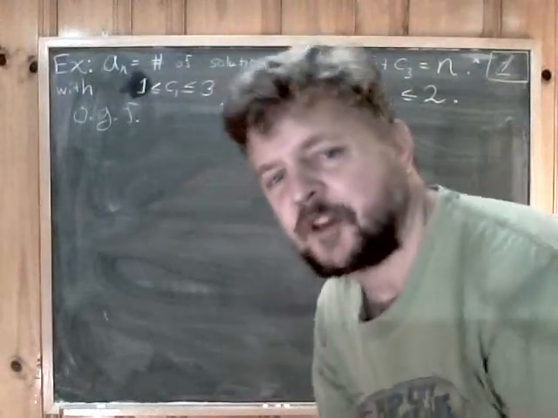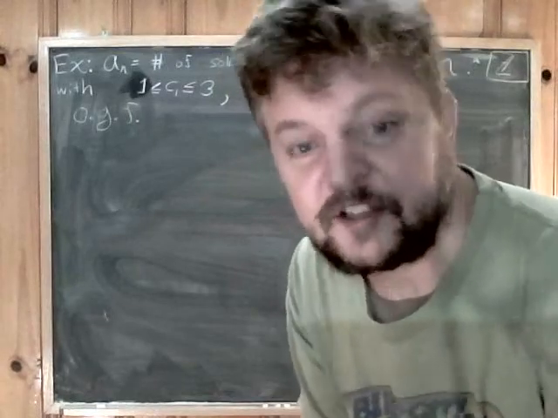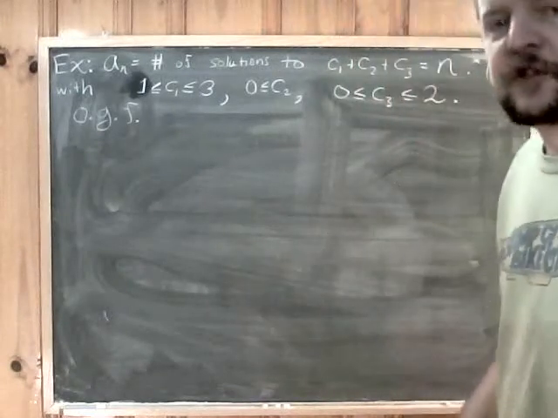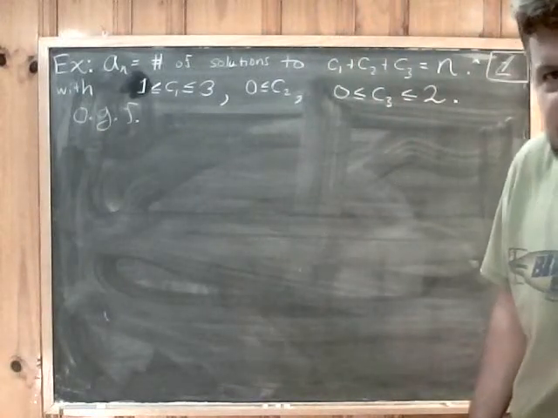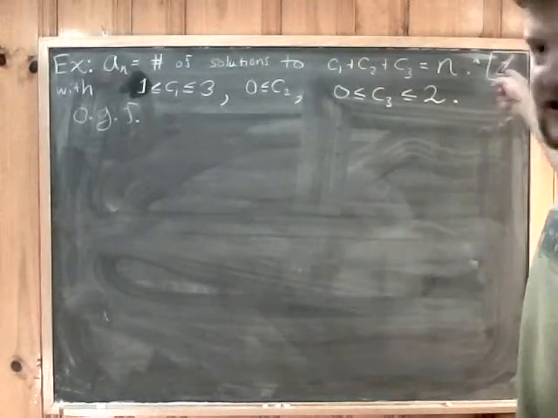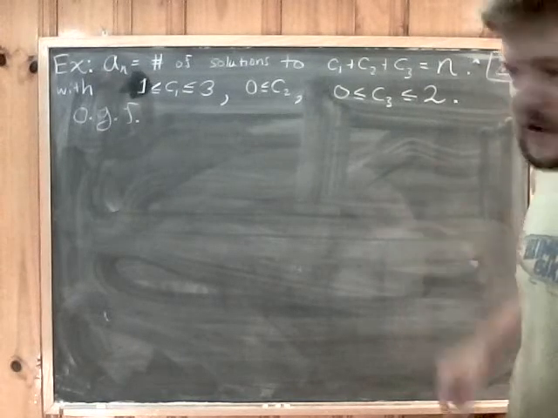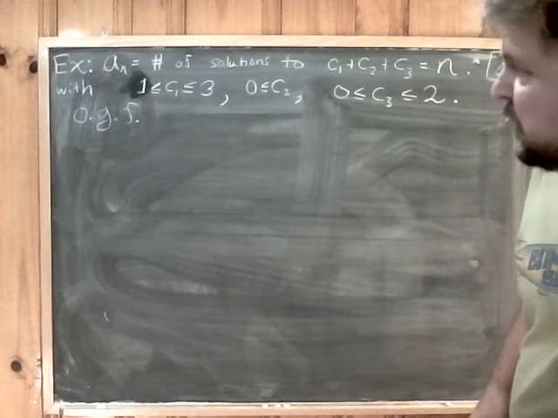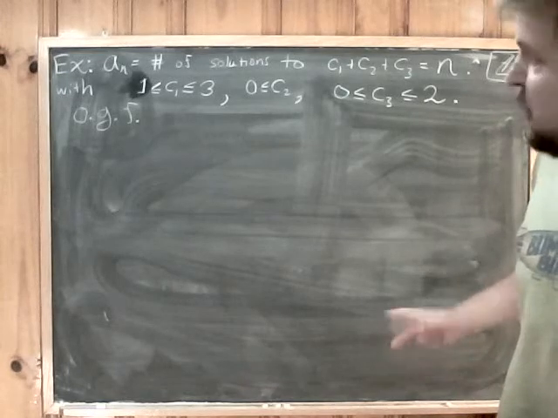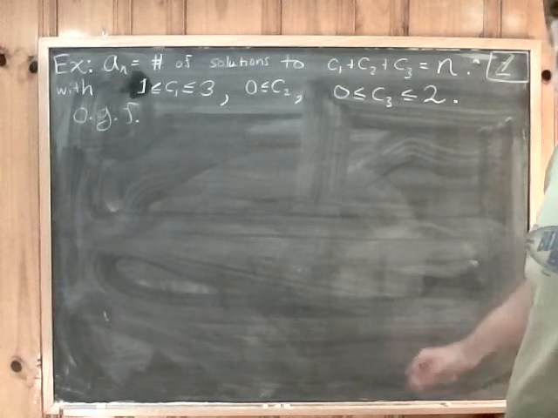Okay, here's an example which is very similar to the one on the quiz, 6a. It says a sub n is the number of solutions to c1 plus c2 plus c3 equals n. These are all integers, so I just didn't take time to write that, but integer solutions. And with these requirements, the variable c1 has to be in between 1 and 3, including 1 or 3, so at least 1, but no more than 3.